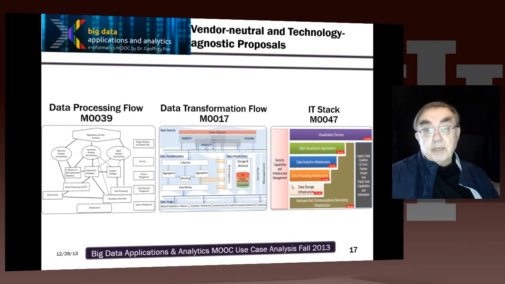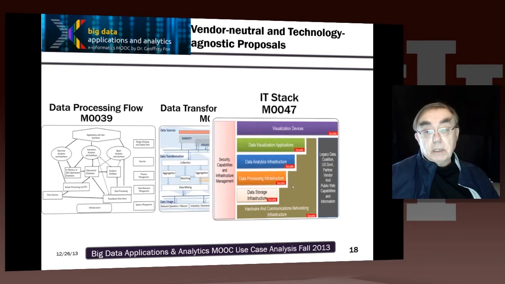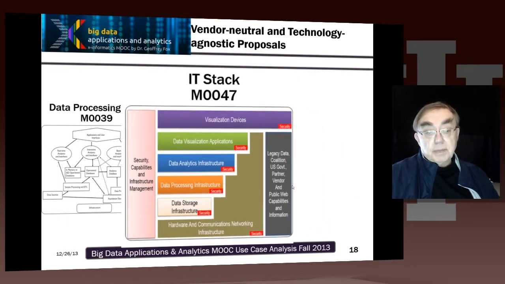And these are three of these rather generic architectures. If you look in more detail, this is, as often you see, the IT stack, M0047. You have security as a cross-cutting theme, visualization, analytics, processing, storage. So this is sort of hardware, storage, processing, analytics, visualization, software, and then the actual devices. And of course, the people are sitting here looking at the visualization. So that's one generic architecture.